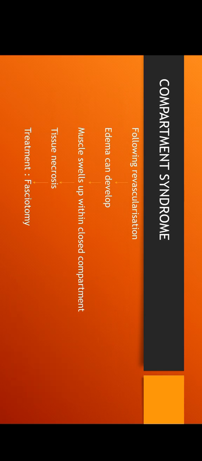Following revascularization of an ischemic limb, edema can develop in the compartment. This causes the muscle to swell up within a closed compartment, causing arterial compromise and tissue necrosis, called compartment syndrome. The treatment is fasciotomy.